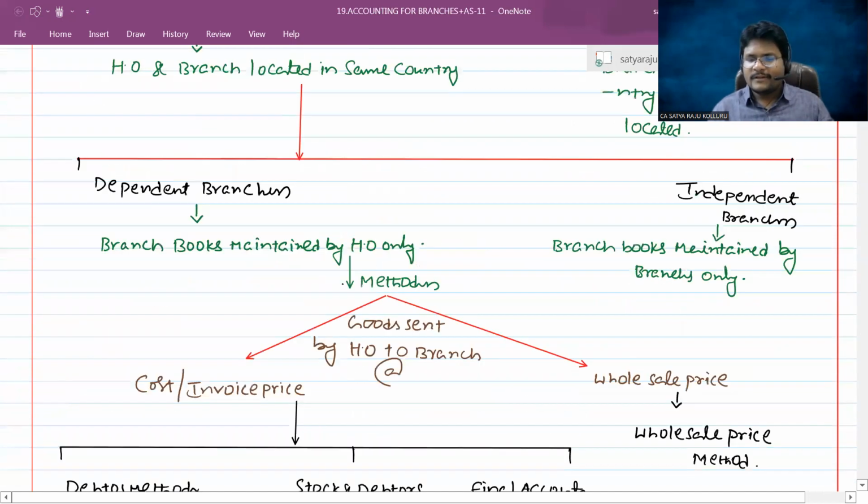So in this instance, we are not talking anything about independent branches. There is a separate discussion, which is a very huge topic. We are going to discuss independent branches at later stages.